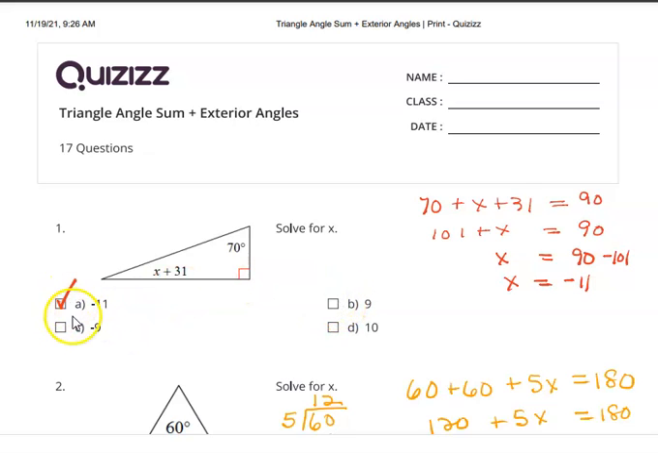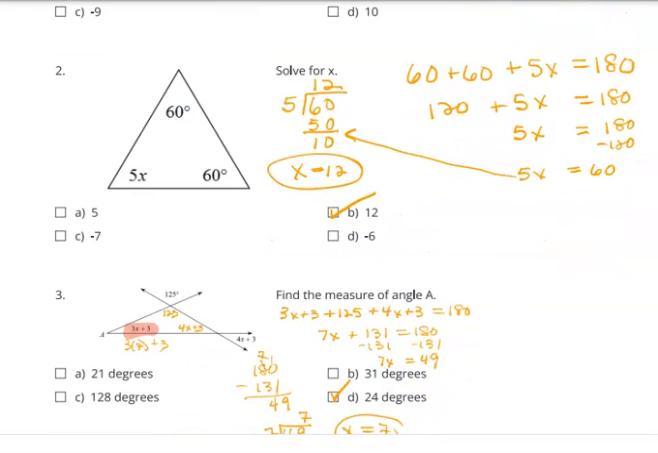Check out the boxes, and yep, there you have an answer of negative 11. If you plug a negative 11 in here, you get 20 for this angle. 20 plus 70 is 90, plus another 90 is 180. I know that that is a correct answer. Okay, let's move on to number 2.